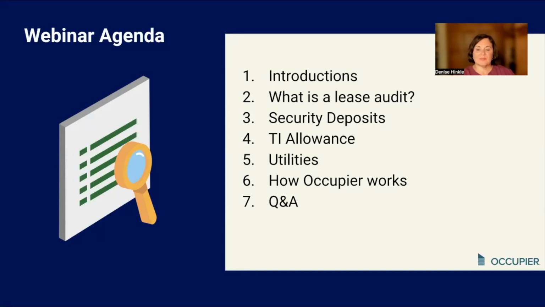Just to run through this agenda, we're going to define what a lease audit is. We're going to go through security deposits, how to manage them, and what all the nuances are around them. We're going to talk about TI allowances, how to negotiate them, how to bill for them, how to pay them, and how to track them. Then we're going to talk about utilities and how to control those expenses. We'll do a brief overview about how Occupier works. It's not going to be a demo or anything, just a little bit of information on us. Then we'll reserve the last 10 to 15 minutes for Q&A.